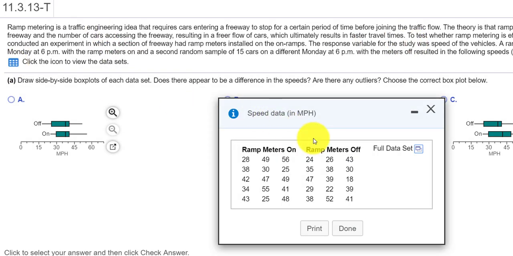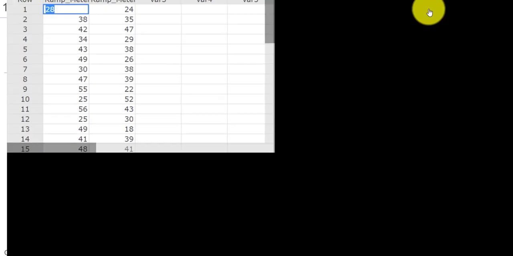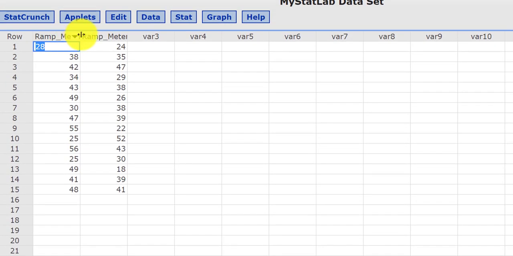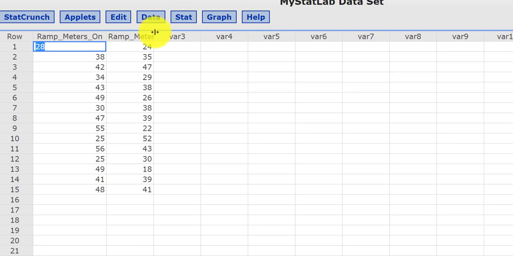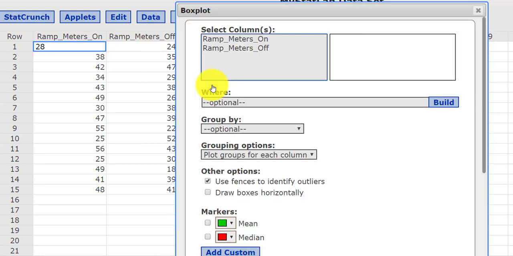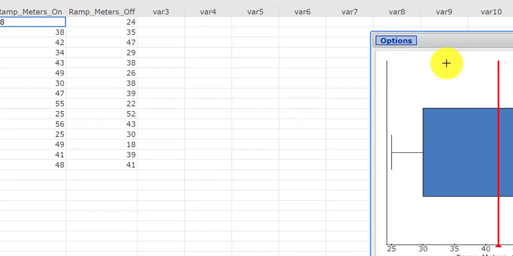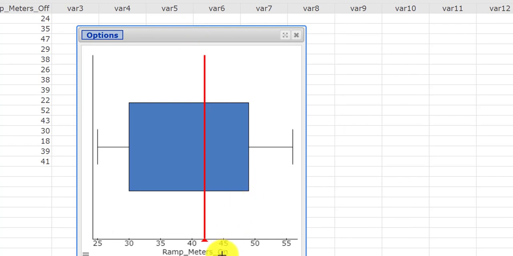I click my table. Here's my data for on, my data for off. We open this up in StatCrunch. And if I want to create a box plot for on, I can press graph, box plot. We'll use on. And I want to draw my boxes horizontally. And maybe I'll put the median on there, so we'll draw lines for the median. Press compute. There is my on.